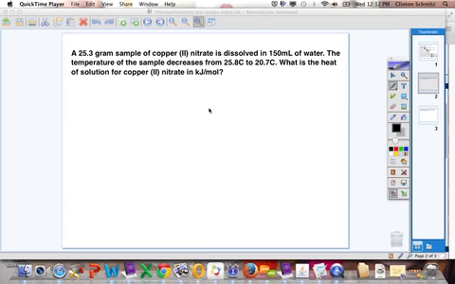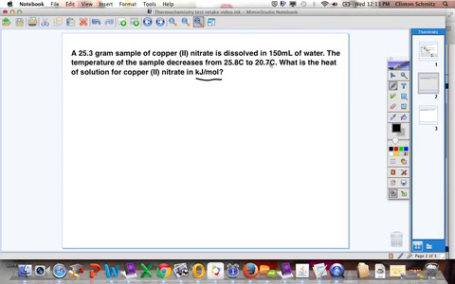Okay, let's look at how to do a heat of solution problem. The first thing you should notice is that the units are in kilojoules per mole. So to do a heat of solution problem, we have to figure out how many kilojoules are absorbed or released, and divide that by the number of moles of the solute that we react. The moles of solute is like the moles of the chemical that you put in there.